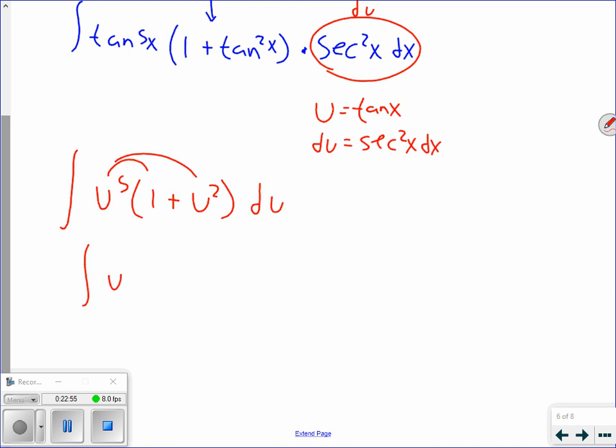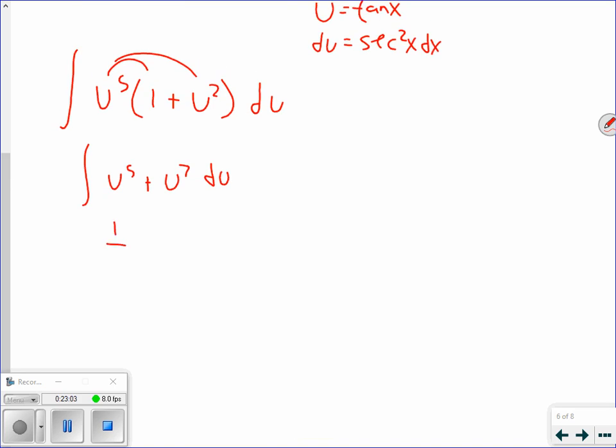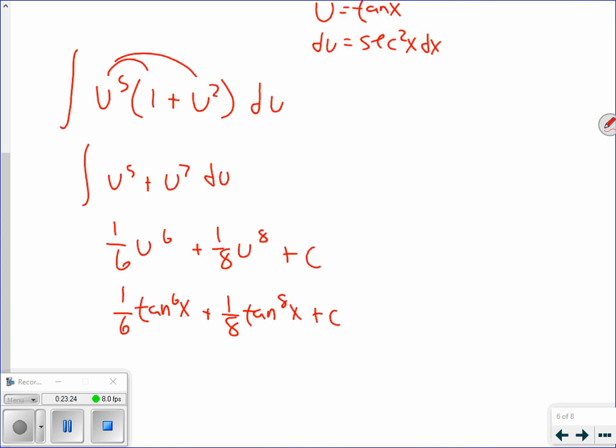It's polynomial. U to the 5th plus u to the 7th. And those are two polynomials that I can quickly take the antiderivative of. 1/6 u to the 6th plus 1/8 u to the 8th plus c, and I can go ahead and substitute back in what u was. So that's 1/6 tan to the 6x plus 1/8 tan to the 8x plus c.